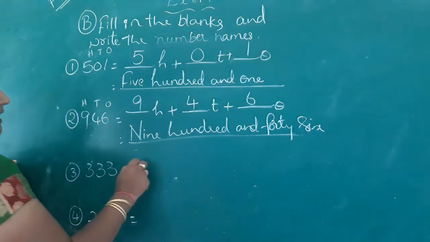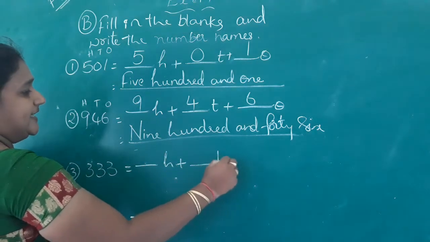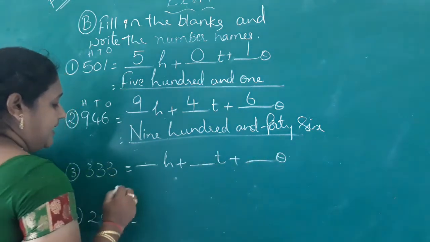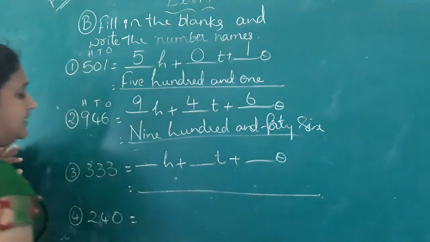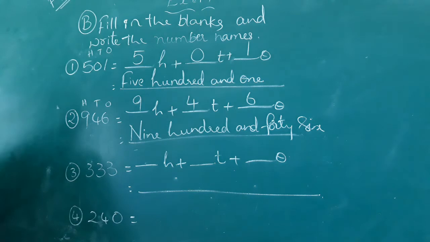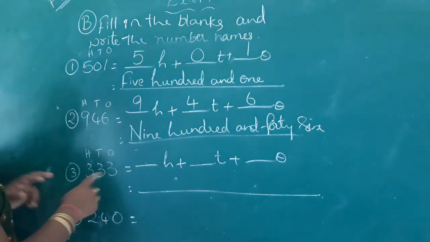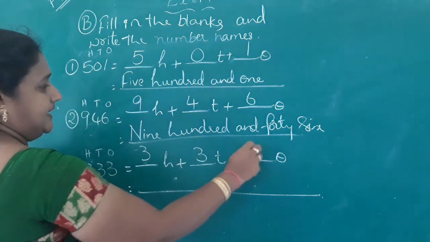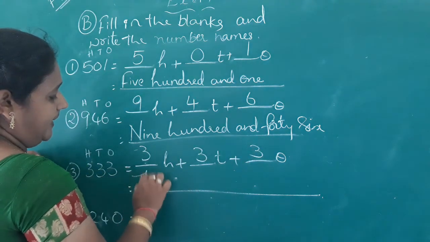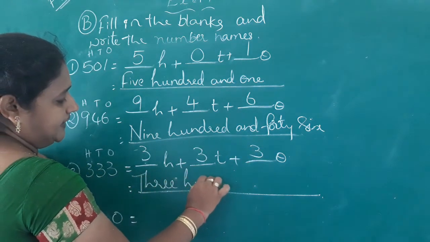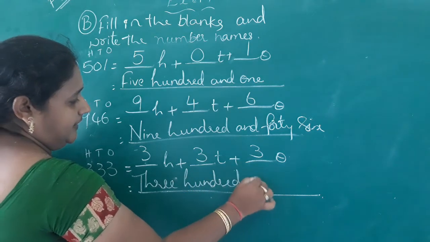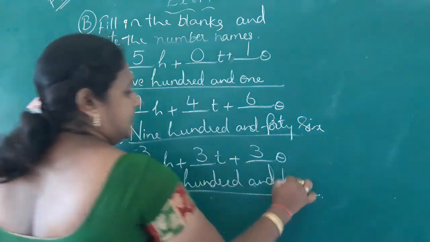Next one. How many hundreds, how many tens and how many ones are there? And write the number name of this one. See this number, write place values of the number, children. Ones, tens, hundreds. 3 hundreds, 3 tens, 3 ones. Write the number name. 333.